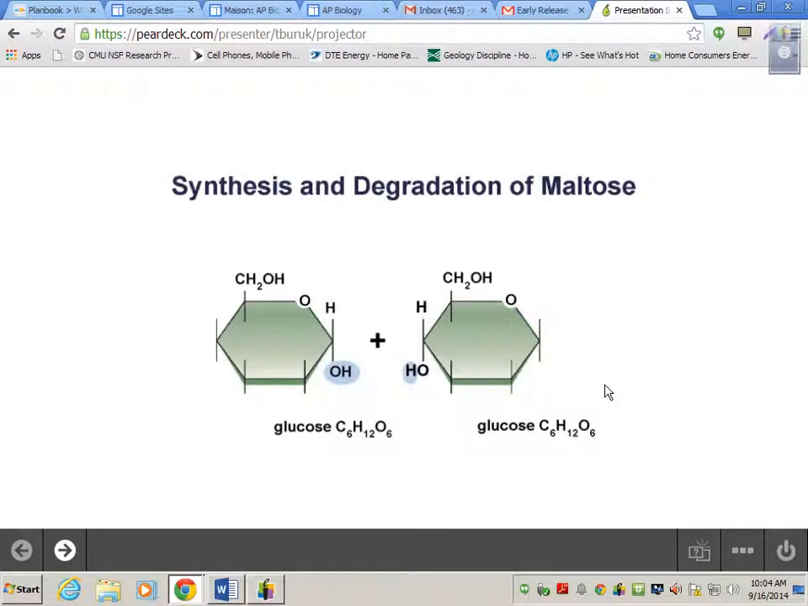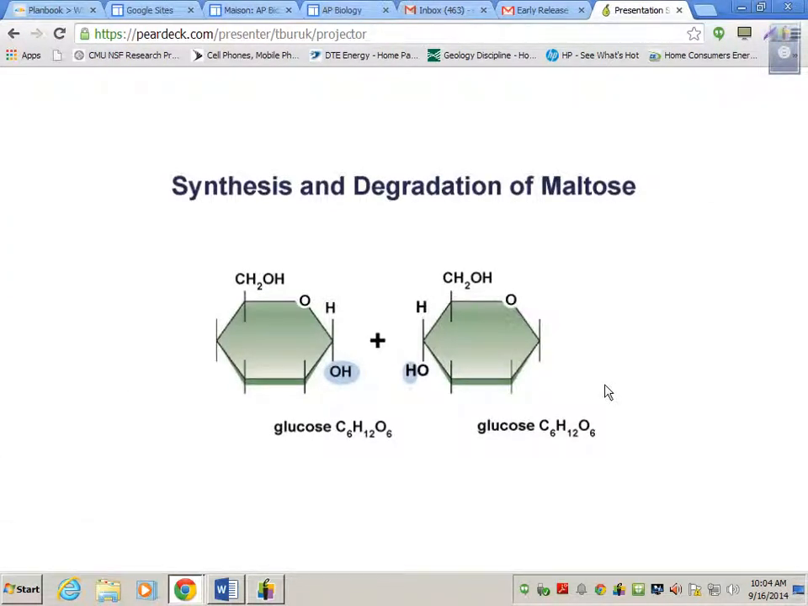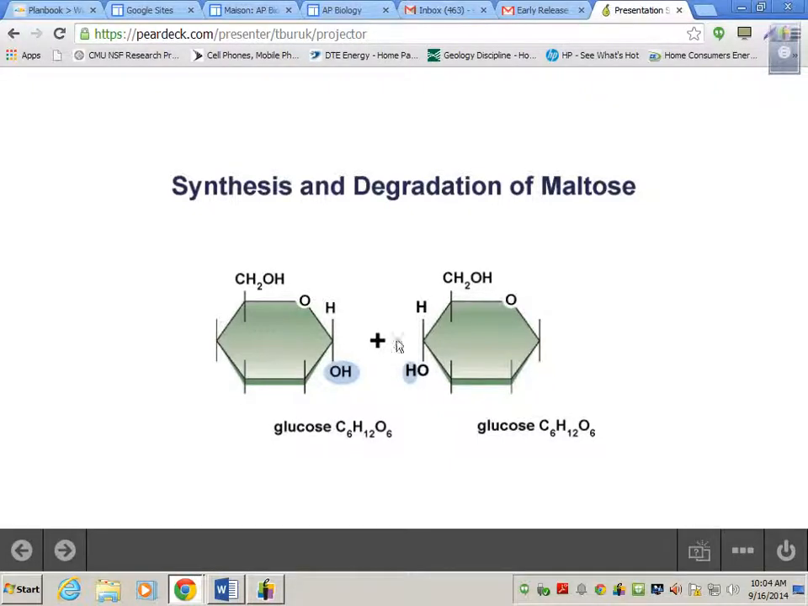So then we have synthesis and degradation of maltose. So how are we going to break it down? Well, we know we break this down by hydrolysis, right? Okay, so we're going to break it down using water. And if you put sugar in water, we know what happens. So in this case, when I break down maltose, it will break down into glucose and glucose, 2 glucose molecules. These 2 will be identical to each other.